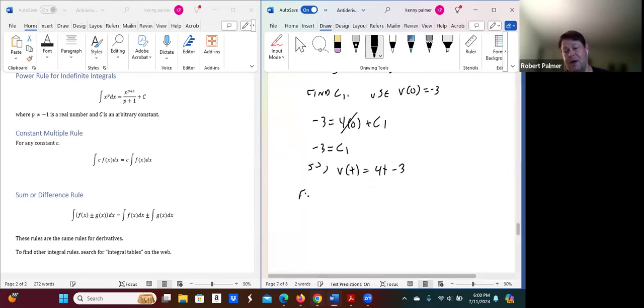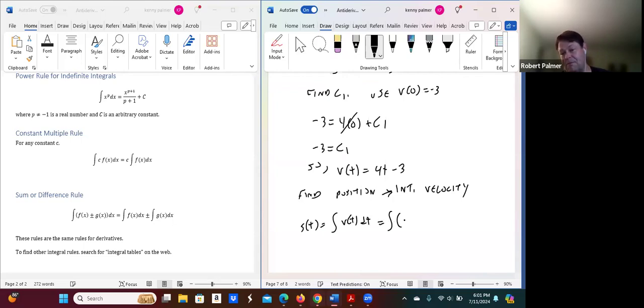Now we want to find position. So I apologize, sometimes I have trouble writing with these things. Find position. And so to do that, we're going to integrate velocity. Okay, so position, recall s of t is going to be the integral of v of t, and once again, with our differential dt. And now we're going to plug in this. Okay, so the integral of 4t minus 3 dt.